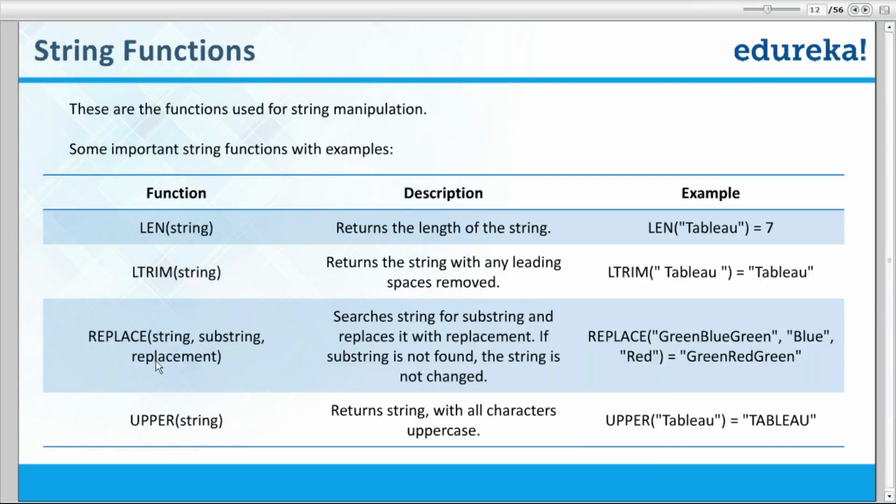And similarly, there is the replace function. Replace is going to replace a particular value with a different value. So in green, blue, green, the blue is going to get replaced with red. Where blue is there, it will get replaced with red. It is basically taking the word blue and replacing it with the word red. And upper, as you might know, is basically going to convert it into an upper string or a lower string. That's what upper is going to do.